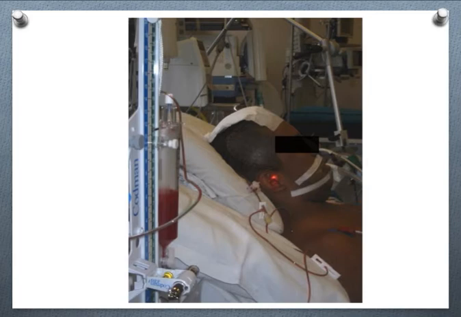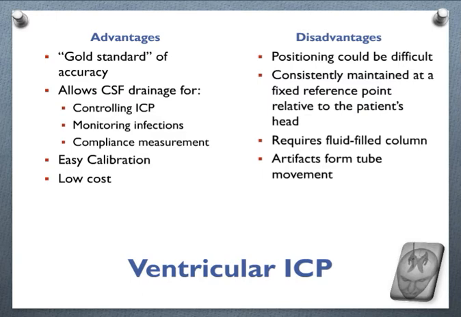And in the book, it is written that this is the gold standard of accuracy because it allows you to have direct access to the CSF. The recording, if the water column is respected, is very good, but the main problem in our unit is to keep the fixed reference point, which could add some errors if the patient moves, or if the bed moves during nursing. It's easy to calibrate. We do it 3 times a day in a sterile way, and it requires a fluid-filled column.